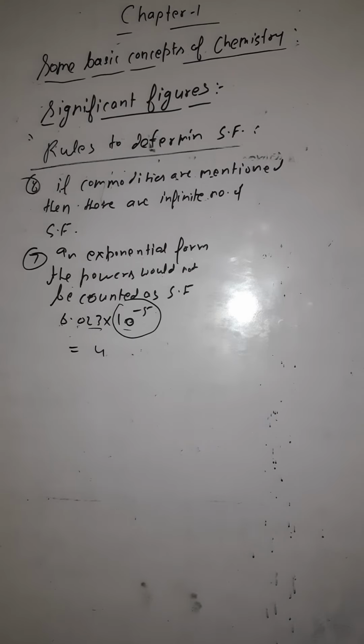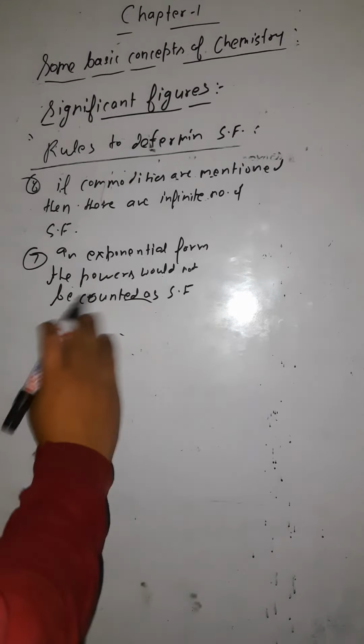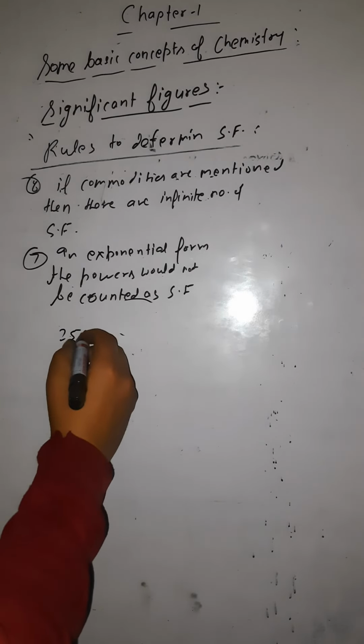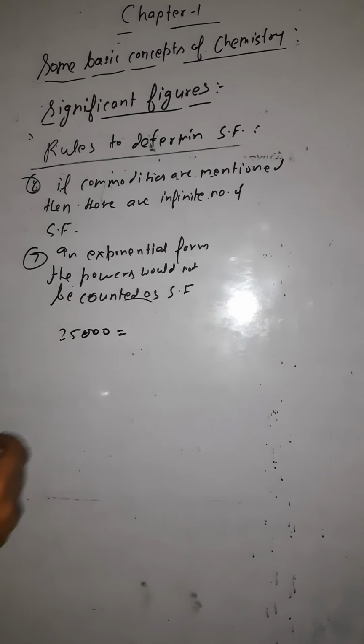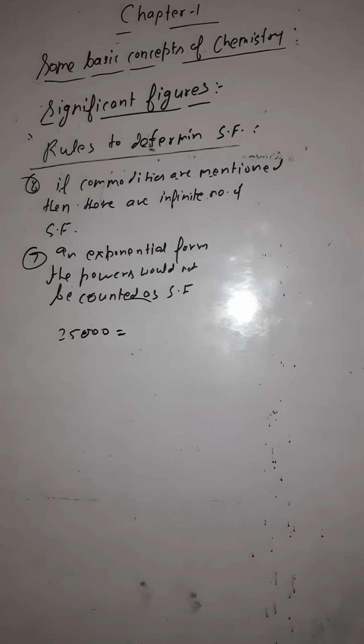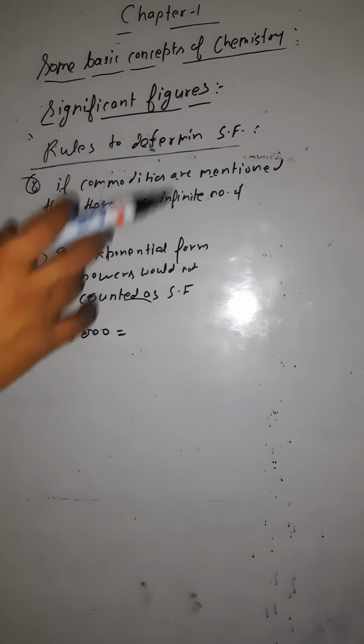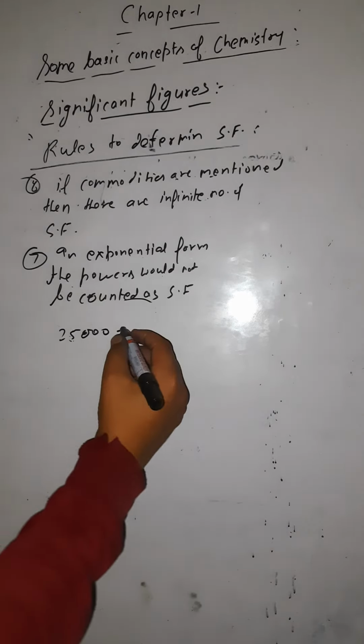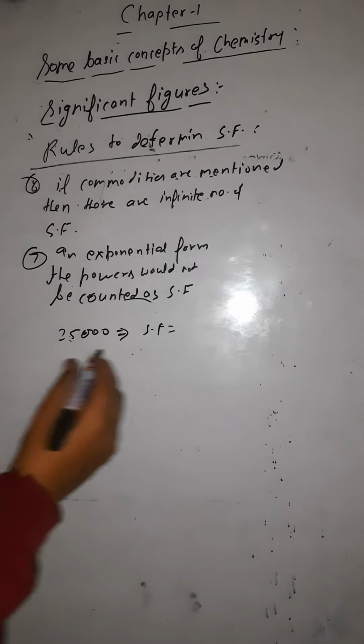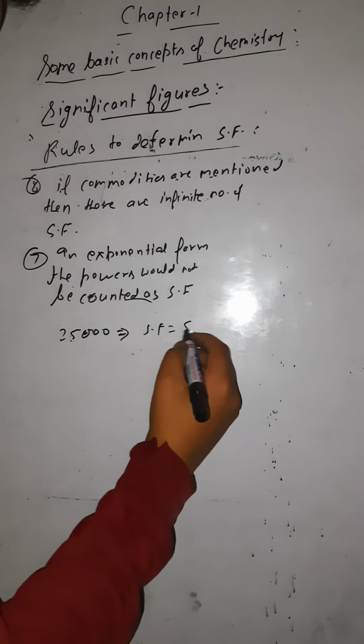Let's say suppose I am writing 200. Okay, let me write it here. Can you tell me the number of significant figures here? Yes, tell me. All the zeros after the non-zero, 5 is non-zero, and after the non-zero all the zeros would also be counted as significant. So the number of significant figures would be 1, 2, 3, 4, 5: 5 significant figures.